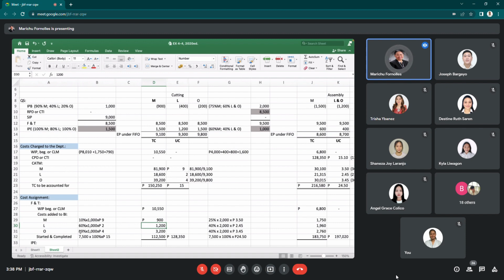For overhead, 20% ang gi-apply last month. So to complete it this month, apply the remaining 80%. So 80% is applied to the 1,000 units started last month times the unit cost of overhead at 4 pesos equals 3,200.